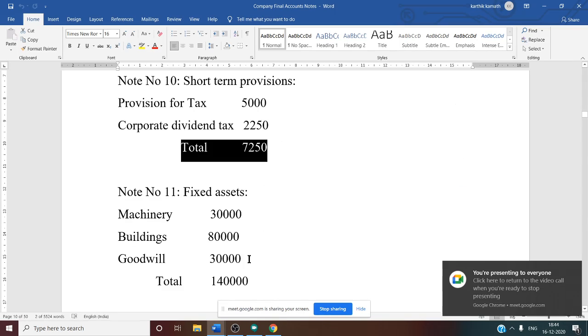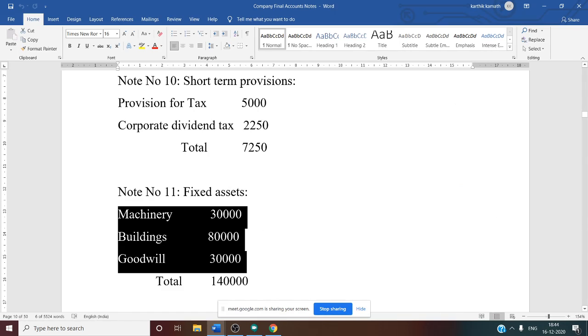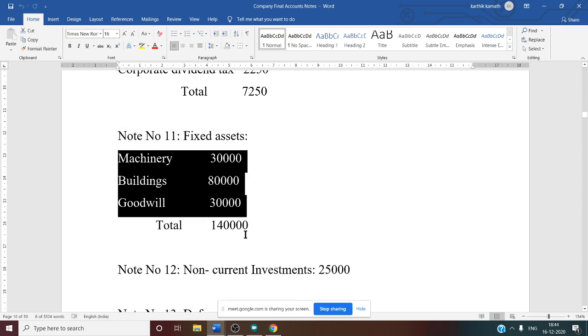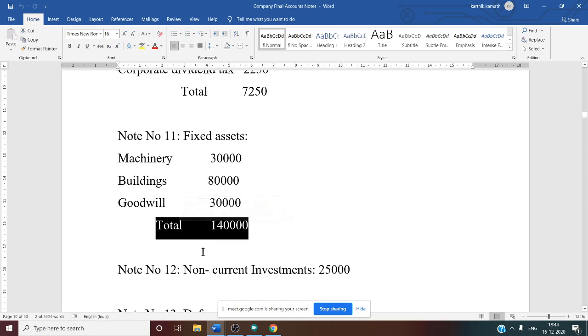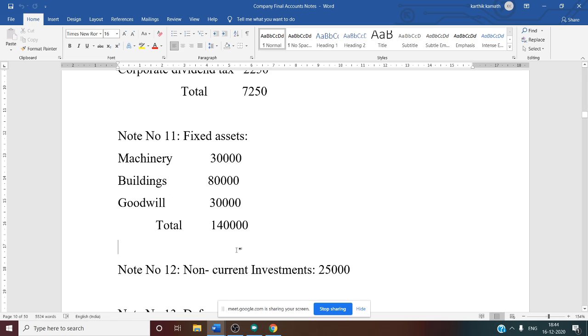For fixed asset, only three pieces of information are given in the question: machinery, building and goodwill, that is given in the trial balance. So add all these three things, you will get 1,40,000. But depreciation you need not deduct. Why? Because it is given in the trial balance. If it is given in the adjustment percentage, then you have to deduct it. But in this question, it is given separately in the trial balance. That is why there is no need of deducting. Only the asset information you have to write. 1,40,000 is the total of fixed asset.